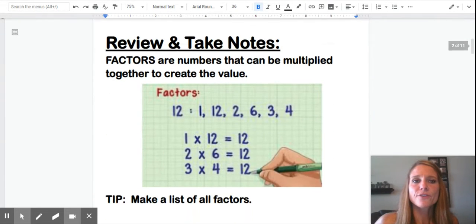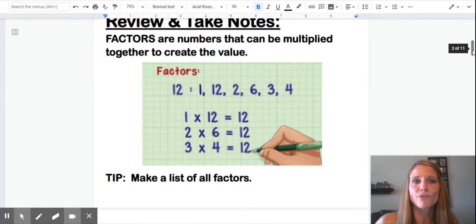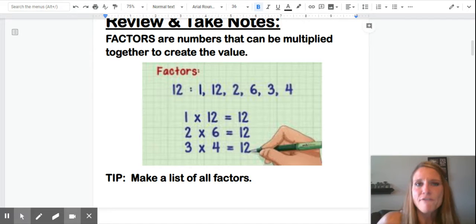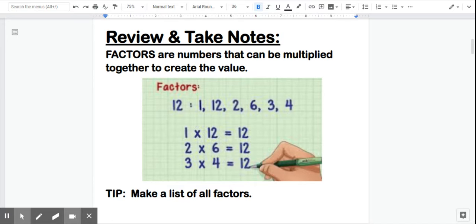So the first thing that we're going to review, and if you need to take notes and jot these things down, it might be helpful for you. What are factors? Factors are really just a multiplication word. When you take two numbers and you multiply those values together, the numbers that you've multiplied are factors. So if we look at a multiplication chart, the factors would be the values on the outside, and their product, or the answer that you get when you multiply those factors together, would be in the inside space here.